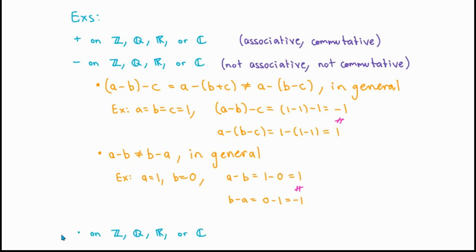Okay, moving on to our next binary operation, multiplication on Z, Q, R, or C is again a very familiar binary operation, and I think we all realize that it's both associative and commutative. So I'm not going to try to explain anything more about that.